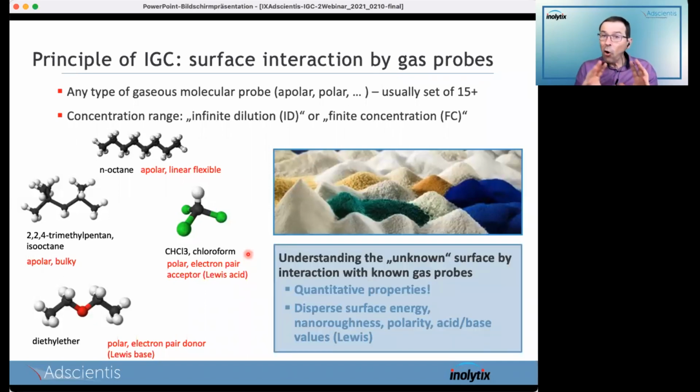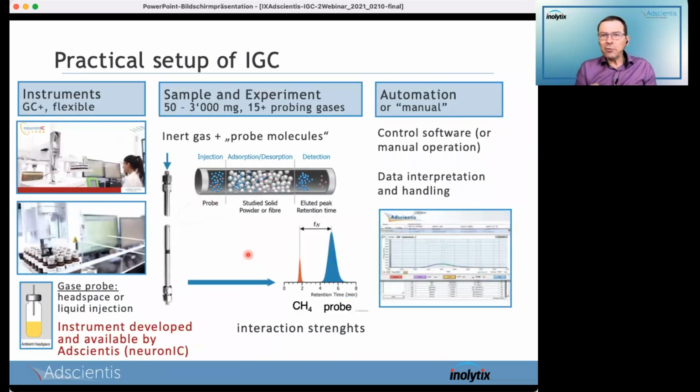So the principle is hopefully clear. As I said, we don't dive into this theory much more. The question is, we need to have quantitative properties, and the key properties we have, we call them dispersive surface energy, nano roughness, polarity, or acid-base values. Now, the practical setup for those who don't know this yet.